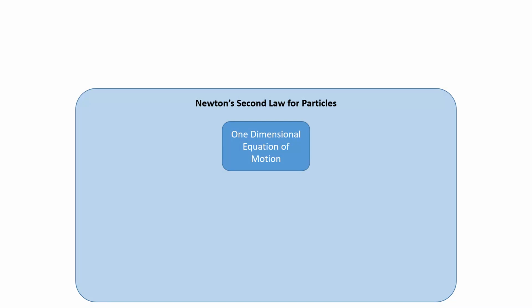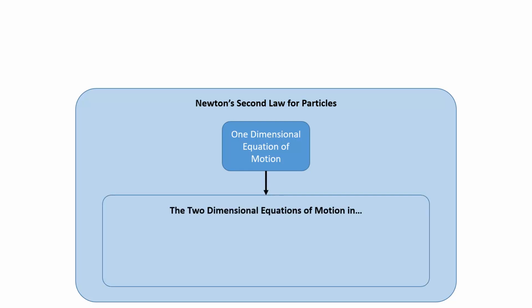Alright, so when we get into this, what we're going to do first is set up what's known as the one-dimensional equation of motion if we're working with a single dimensional problem. So this is just F equals ma directly. We plug in our known forces and our known accelerations. And then from there, we can branch out into two dimensions.